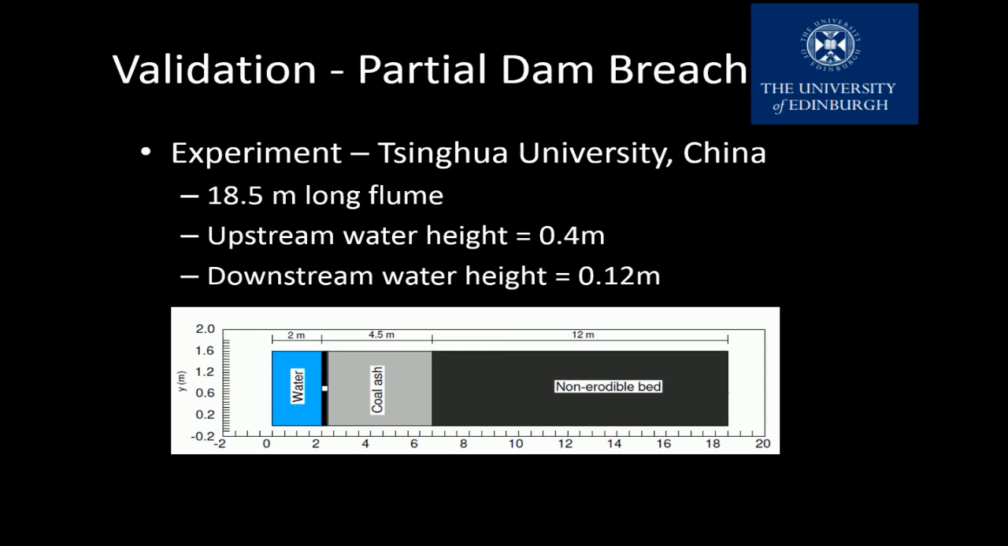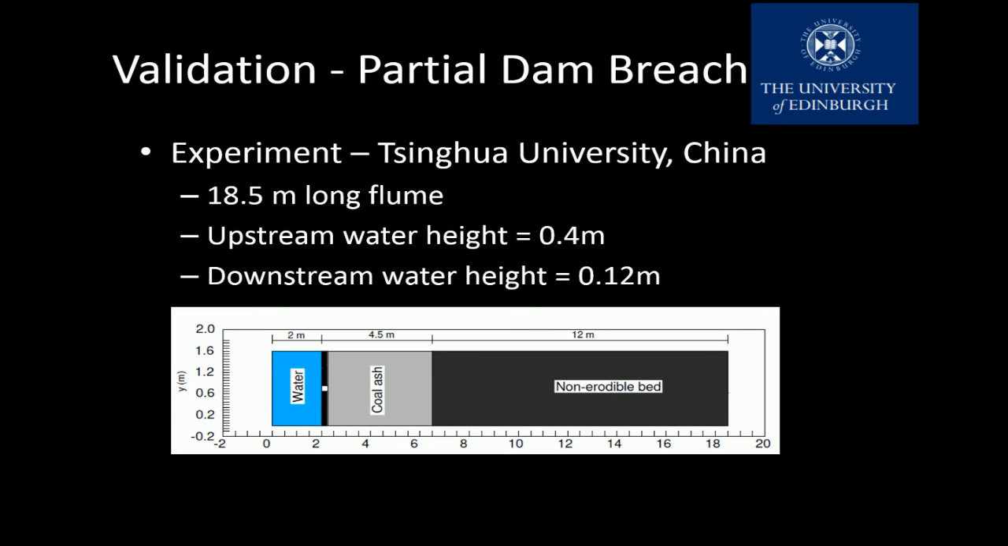Then I'll present this more interesting one. This is a much more complex case because, firstly, it's a partial dam break, so the dam is only broken here. And the bed is only partially erodible, so it's erodible over this length, and then you have this non-erodible bed.